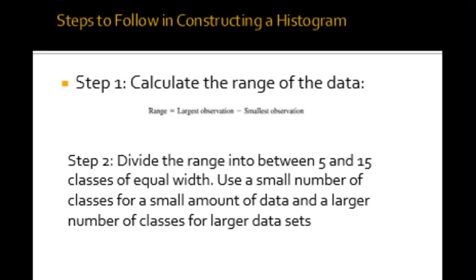These are the steps that can be followed to construct a histogram. The first step is to calculate the range of the data. Range is simply the largest observation minus the smallest observation. Then the second step is to divide the range into classes of equal width. Classes are usually between 5 and 15. For smaller data sets, we will choose a smaller number. For larger data sets, we will use a larger number.